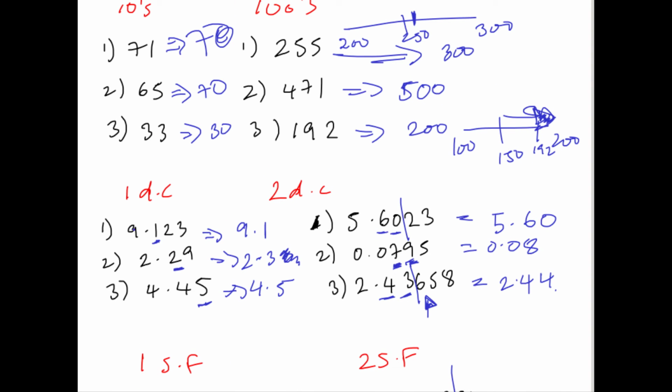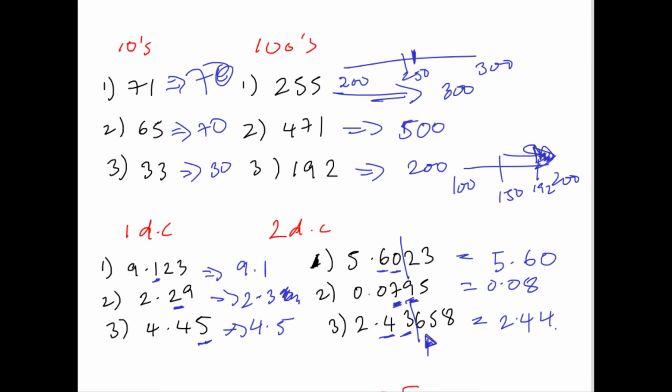Decimal places, again, if it's 1 decimal place, it's quite simple. The first one is next to the dot. The second one along next to the dot, etc. So hopefully that helped out.